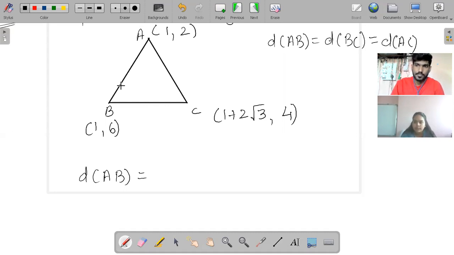Distance AB is 4. Yes, correct. Next, will you be able to do distance AC? Only C is a little different. The X coordinate for C is 1 plus 2√3, so your calculation will be a little lengthy. You'll have to be careful while doing the square calculation, and you'll have to use a formula as well.